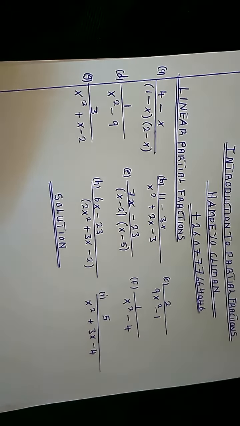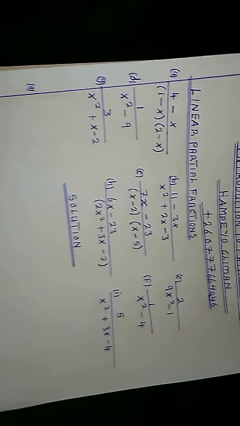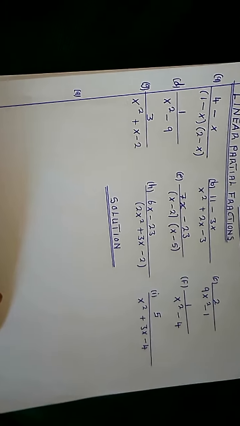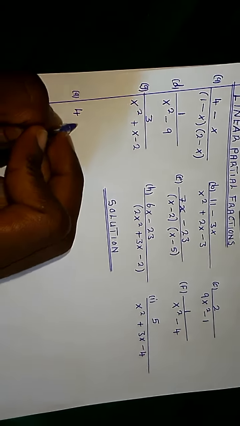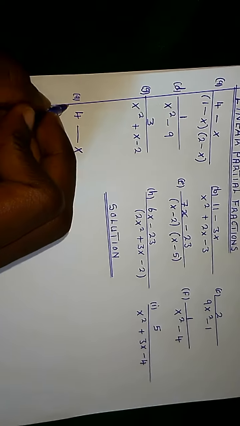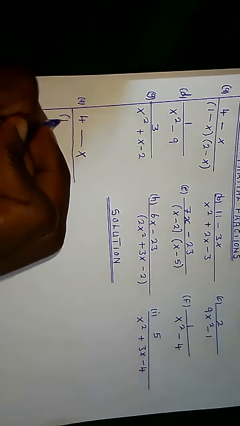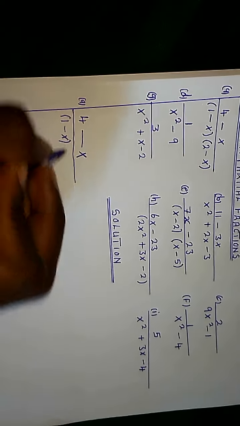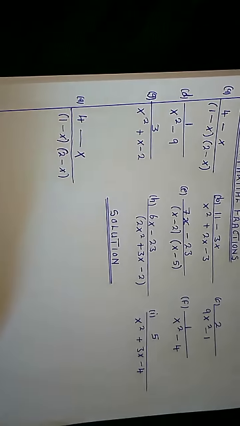We have the first question, which happens to be A. The first question is simply saying (4 minus x) over (1 minus x), like this, then (2 minus x).